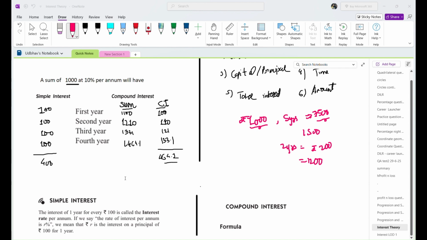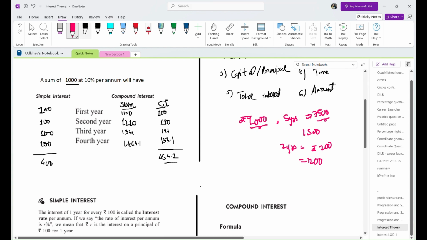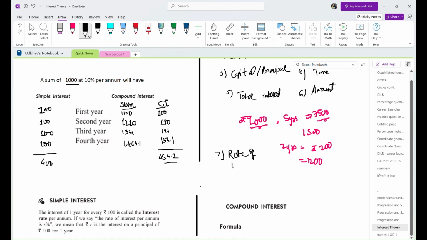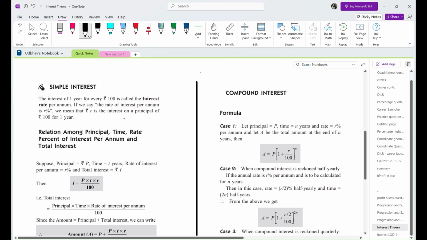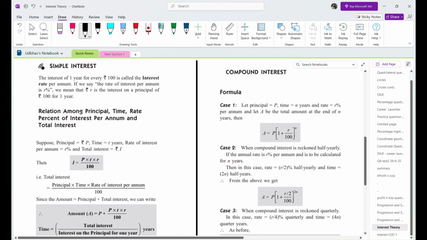So another term is rate of interest. Rate of interest is the rate at which the interest is calculated and is always specified in percentage terms. Rate of interest, it can be compound interest, it can be any kind of interest. It will always be in percentage. So now we'll see the specific difference between simple interest and compound interest.